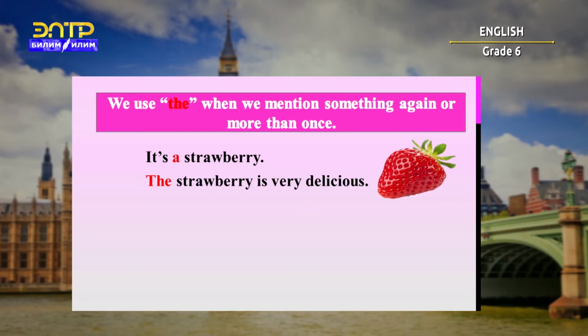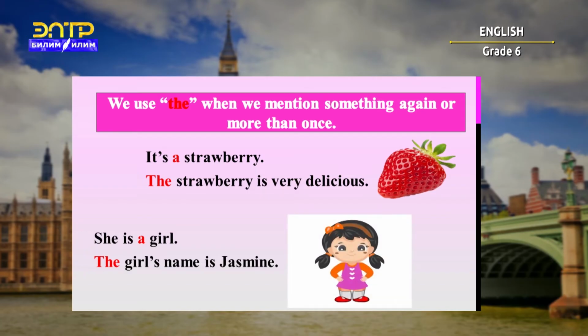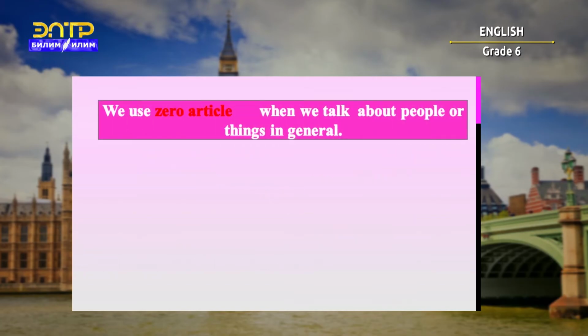The next example, she is a girl. The girl's name is Jasmine. We use zero article when we talk about people or things in general. In other words, if we talk about things in general, not someone or something specifically, we don't put any articles.